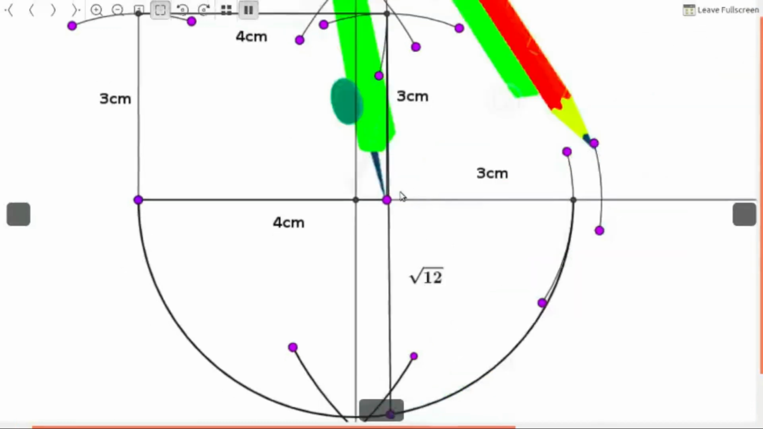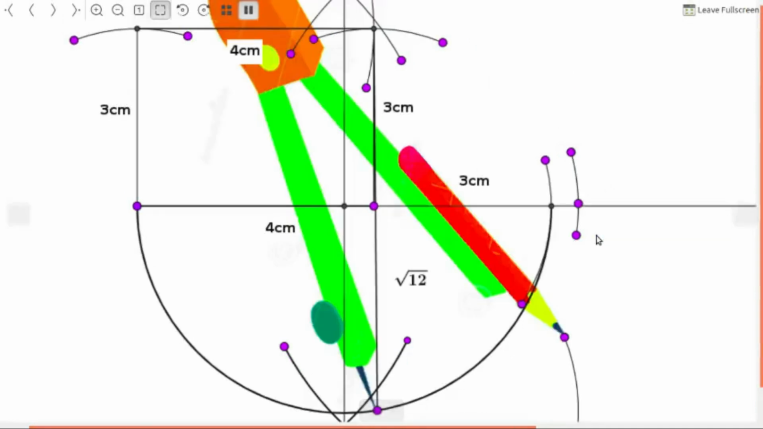Now we draw an arc of radius root 12 centimeter. We measure this distance and draw an arc of radius root 12. After that, we have to find out the 4th vertex of the square.